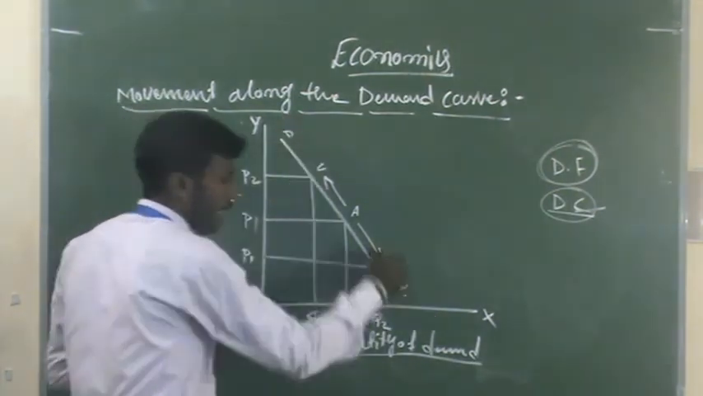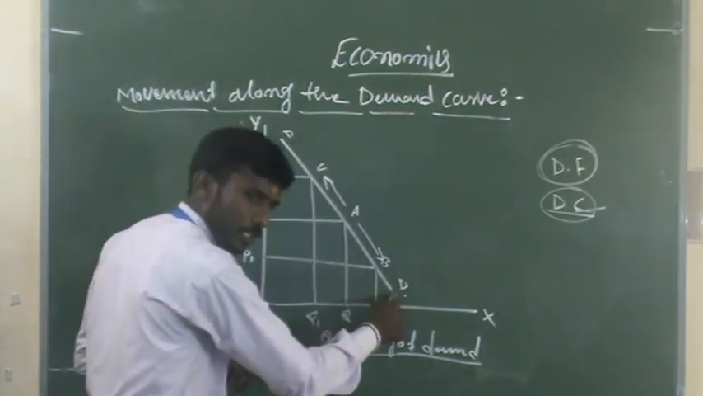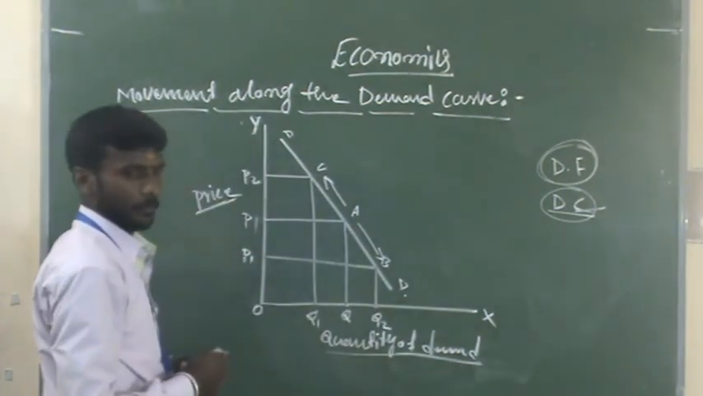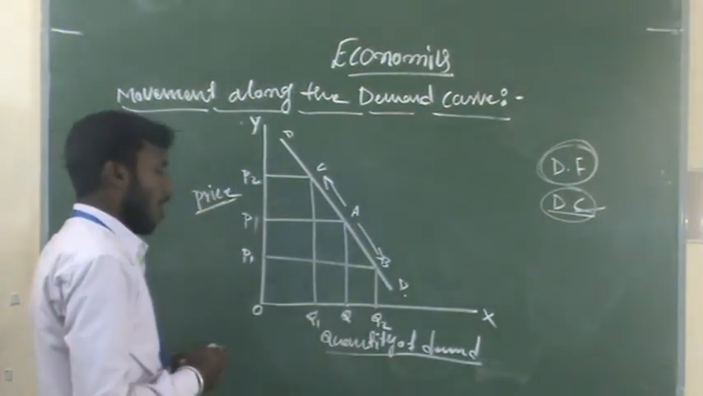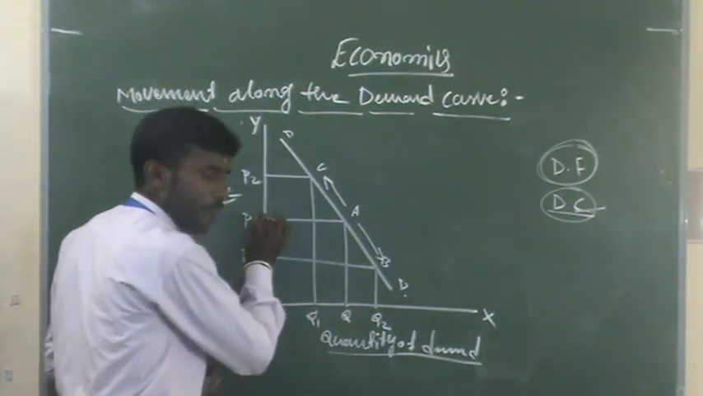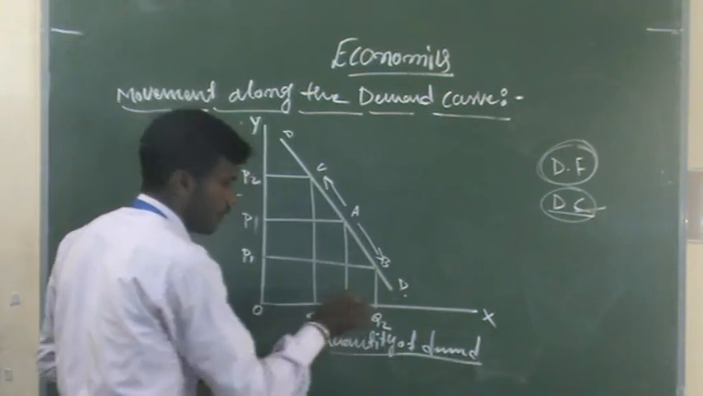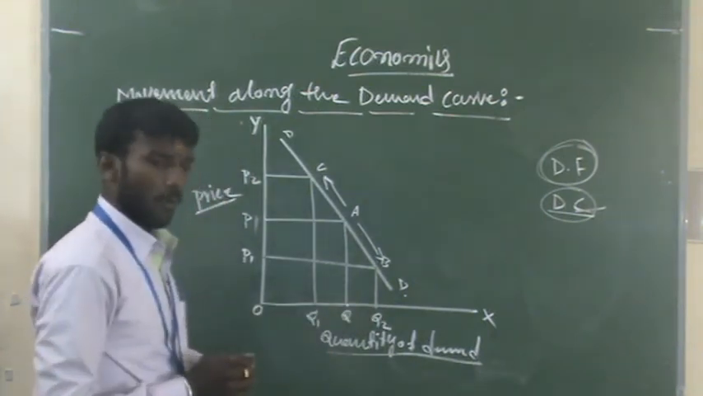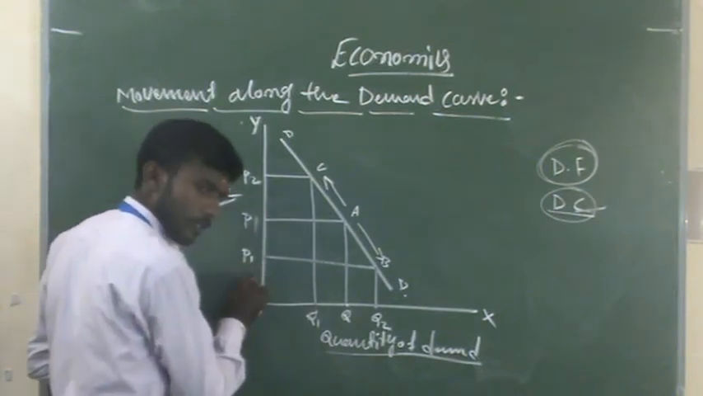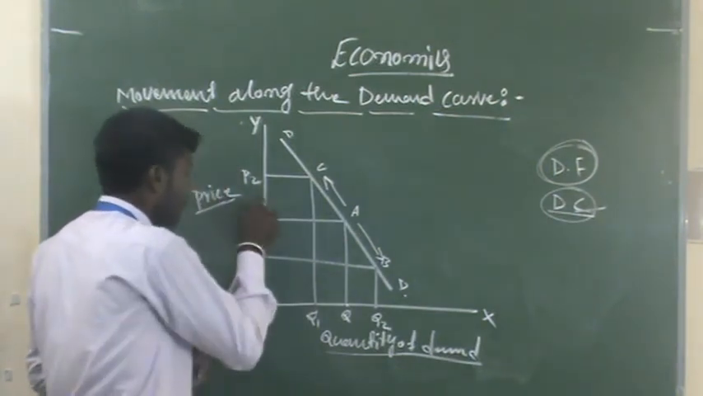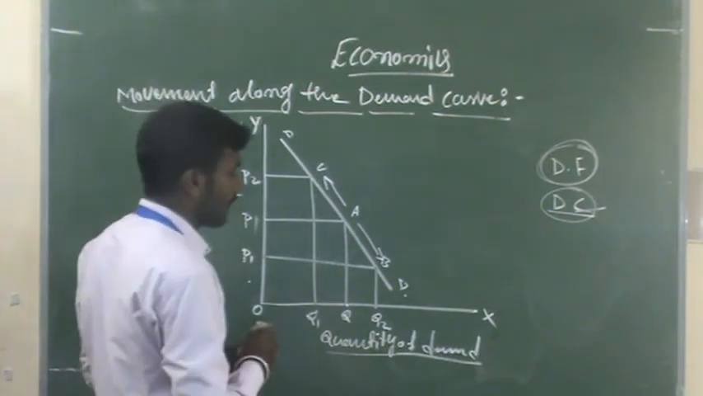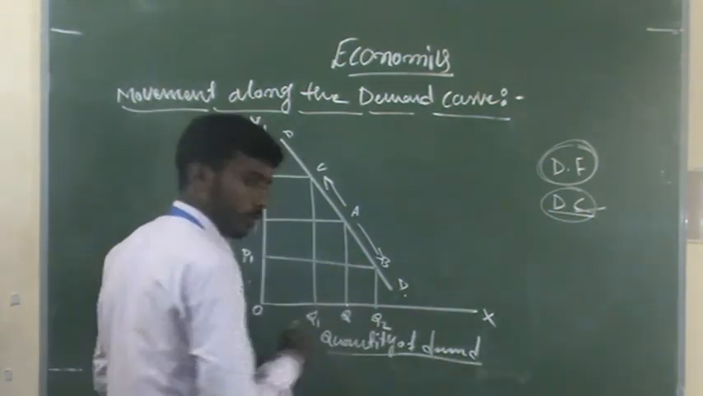The DD curve is a downward sloping straight line, from left to right. In the market, when the price of the good is P, the quantity demanded of that good will be Q. Suppose now that the price decreases from P to P1, the quantity demanded of that good will increase from Q to Q2.